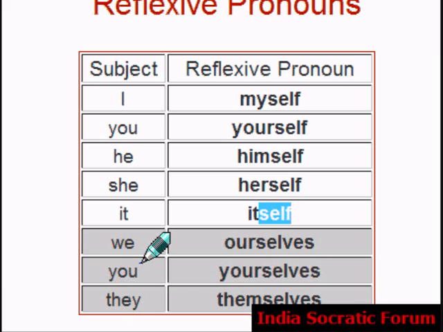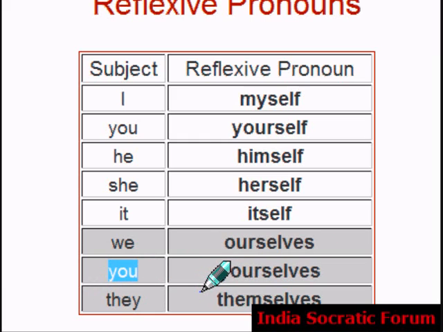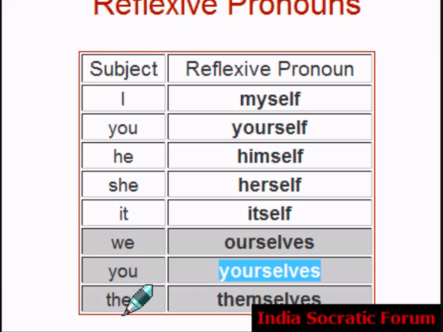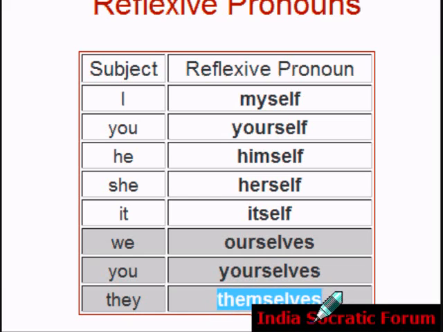Let's see some plurals. If the subject is we, that is, if I and you together, it's we, the reflexive pronoun is ourselves. If the subject is you, the reflexive pronoun would be yourselves. If the subject is they, the reflexive pronoun is themselves.